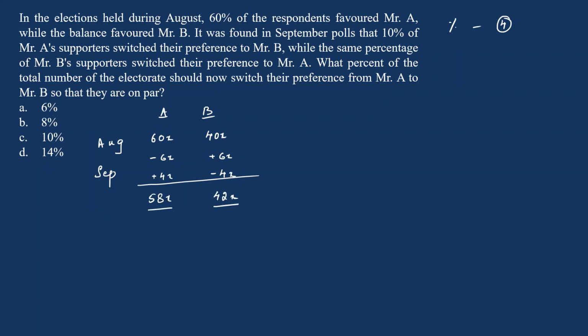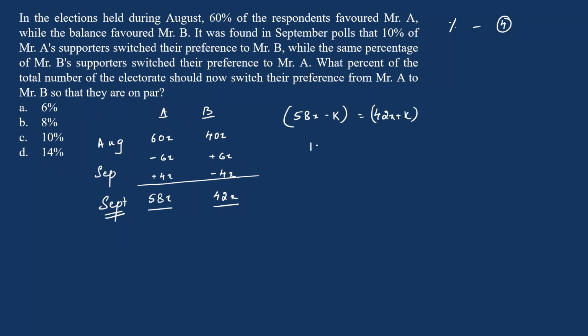Clear? So 58x and 42x is the amount at the end of September. Now what are we doing? What percentage of the total number of electorates should now switch their preferences from Mr. A to Mr. B so that they are on par? So from Mr. A, let's say there are K people moving to Mr. B. And both of them should be at par.